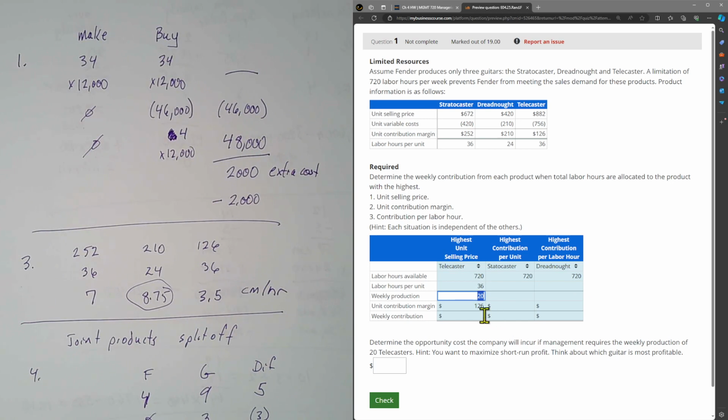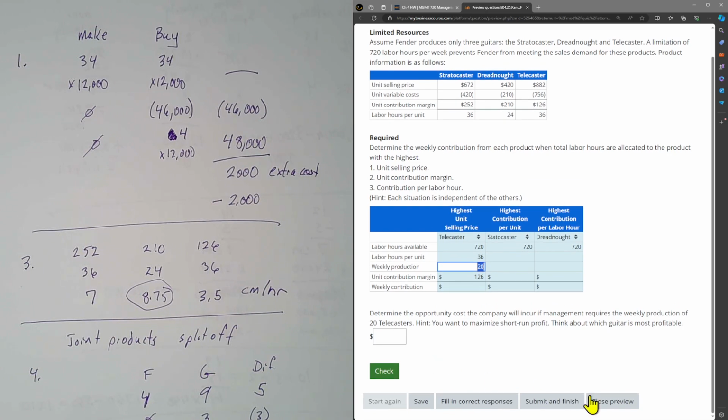So what you're going to do is the weekly contribution for the Telecaster is going to be low, and you're going to look at the Stratocaster and the Dreadnought to see if I have to build the Telecaster, I'm foregoing one of these two. Well, it's going to be the Dreadnought because that's the highest contribution margin per hour. So whatever the amount of weekly contribution, we're not going to get that, because if management's requiring us to do the Telecaster solely, then we're foregoing whatever the Dreadnought weekly contribution is. And that's what will be in this section here.